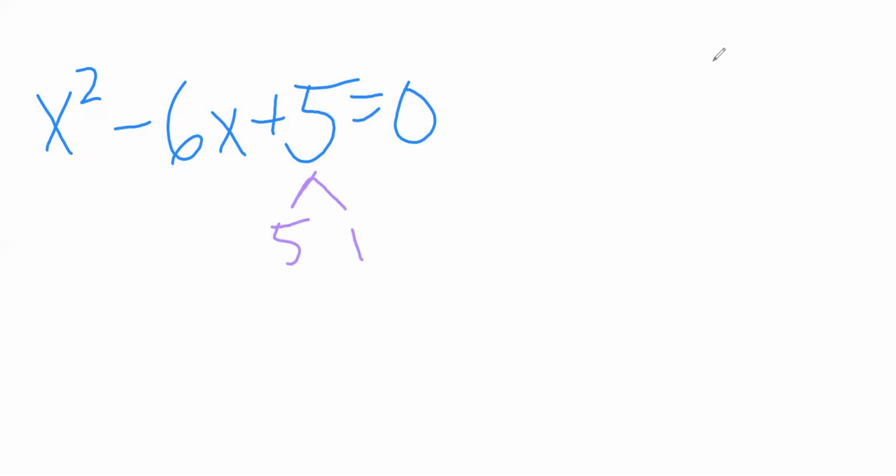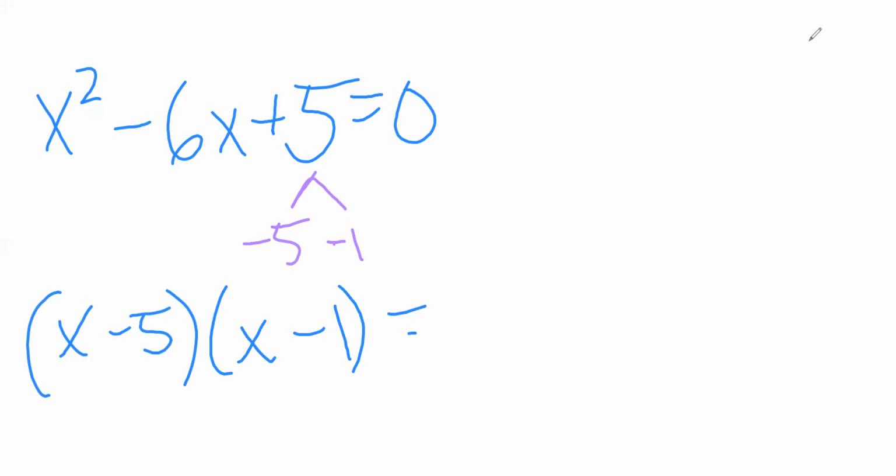5 and 1 are the only factors of 5. Okay, that's not going to add to 6, but if we make them both negative, then it adds to negative 6, and then 2 negatives do become a positive, so we're good. So what we would do is we would then write this as x minus 5, x minus 1, set it equal to 0, and now we're going to use the zero product property.